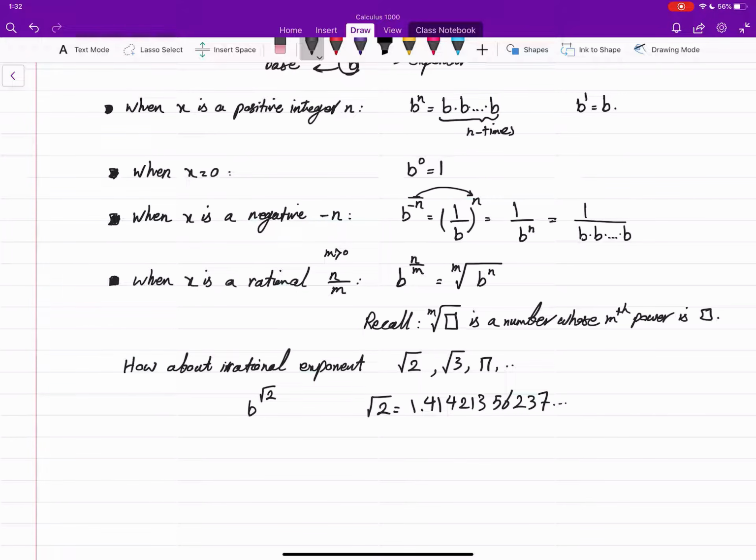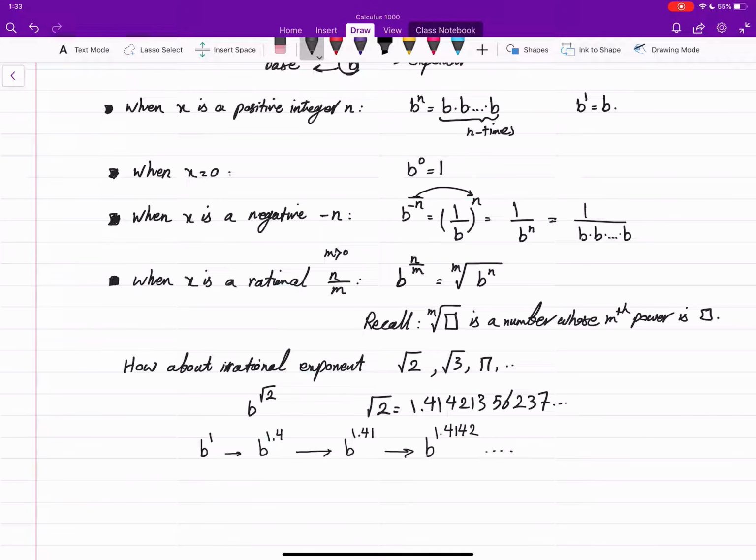So when you have that, you first find b to the power 1. Then you go a little bit further, find b to the power 1.4. Then find b to the power 1.41, and then go ahead to b to the power 1.4142, and continue this process. Well, you may say, well, what does b to the power 1.4 mean?